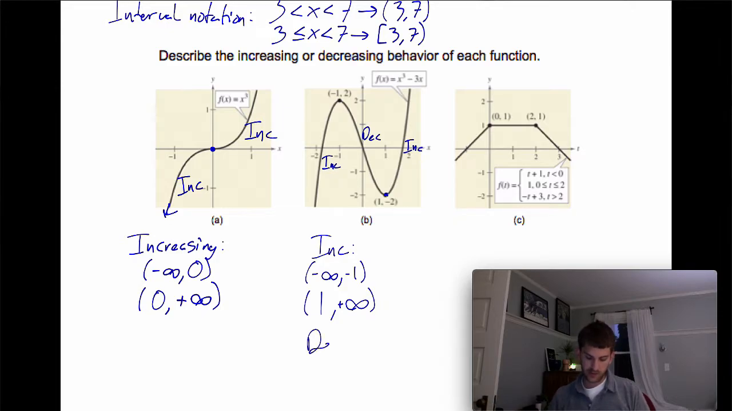The decreasing interval, this one's the first one where we actually have definitive start and end points. It starts decreasing at negative 1 and it stops decreasing at positive 1. That one's got nice start and stop points.